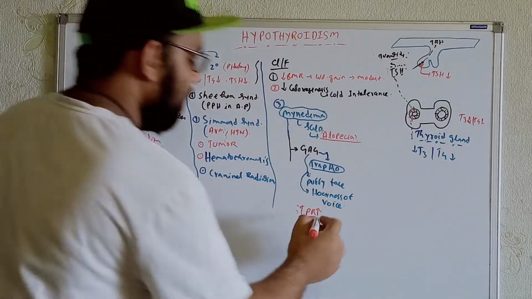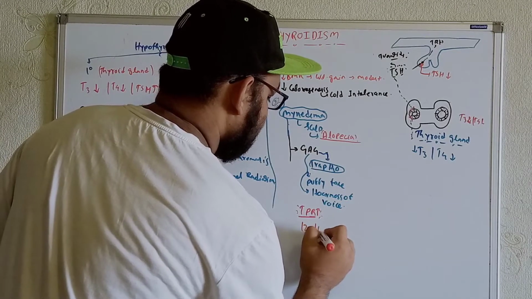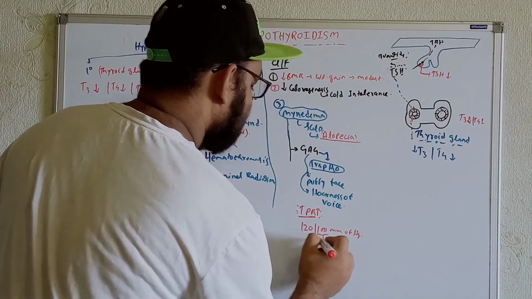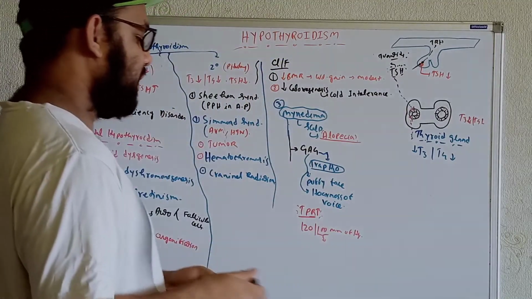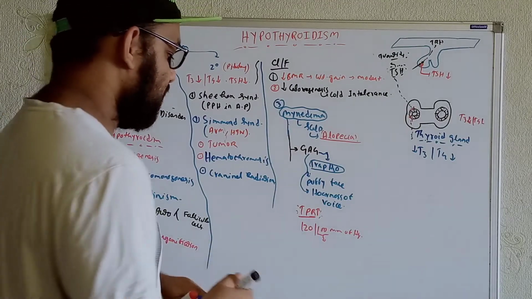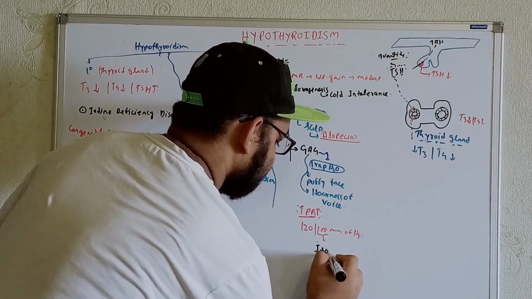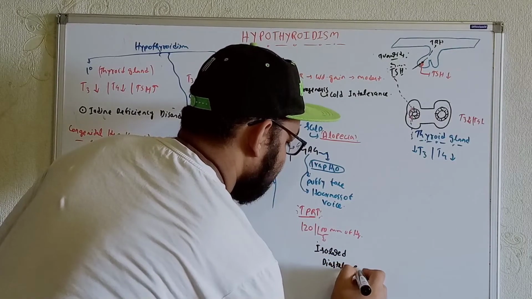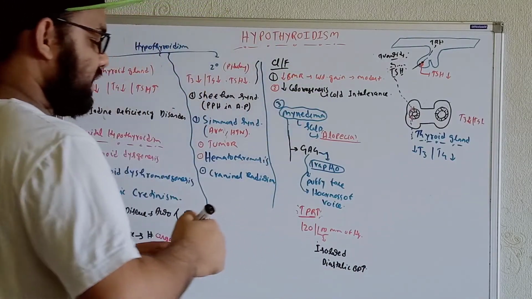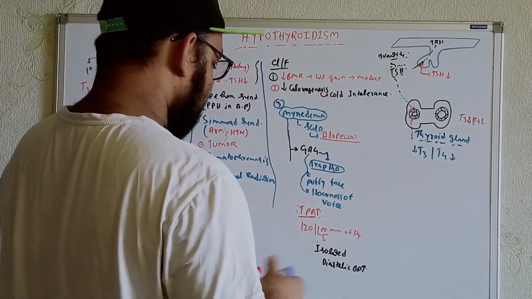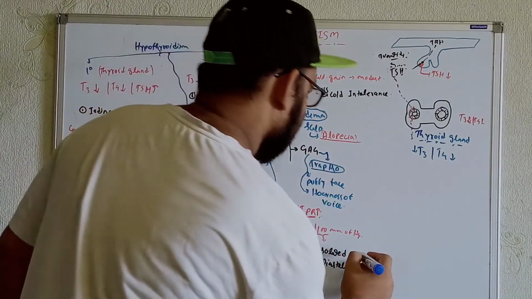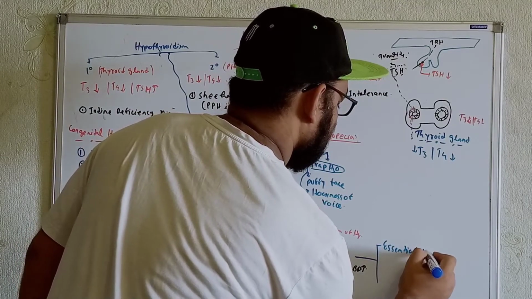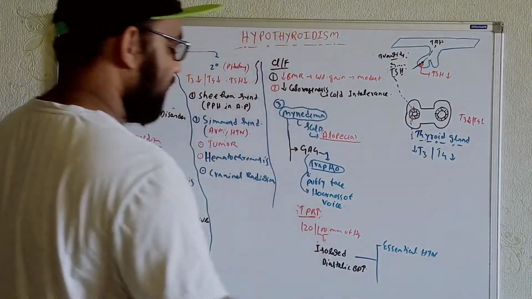But in these cases we will get, for example, 125 over 100 mmHg. Now try to understand, in these cases we are getting isolated diastolic blood pressure increased. So we can write here: isolated diastolic BP that is increased. Where can we get isolated diastolic BP increased? We can get it in essential hypertension, and as I just said, in hypothyroidism.